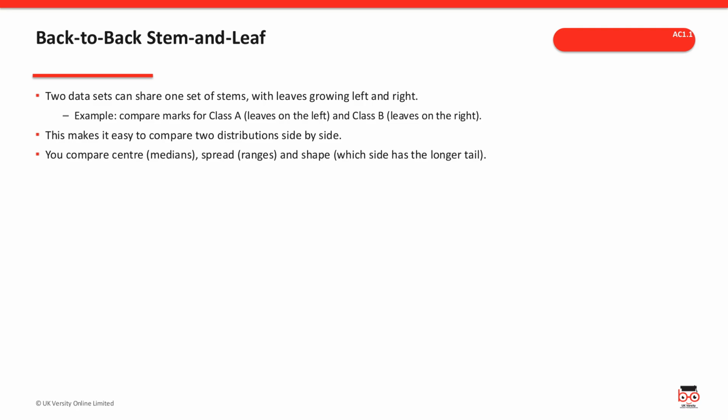Suppose you want to compare 2 classes rather than describe just one. A back-to-back stem and leaf shares a single column of stems, with one class's leaves growing off to the left and the other's to the right. Say Class A on the left and Class B on the right. Now you can line up their centers, their spreads, and their shapes side by side and see straight away which group has the longer tail.